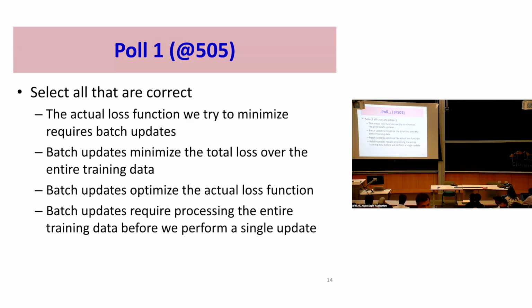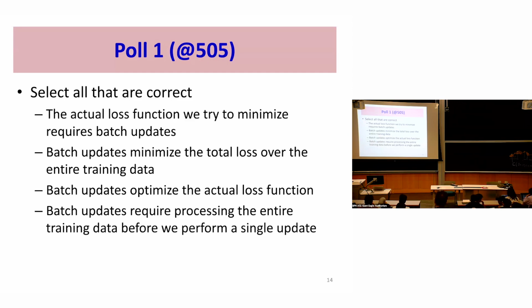Okay, Isaac, is the first option right? Yes. And what about the second? I think so as well. And Uma, what about the third? Yeah. And Dhruv, the fourth?